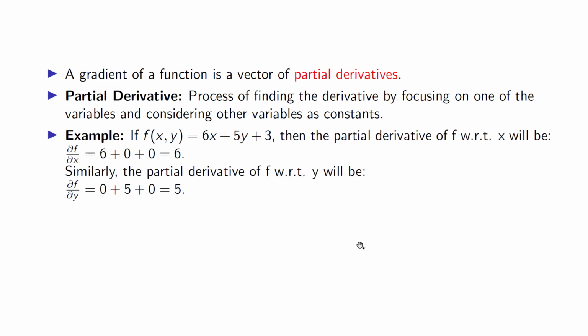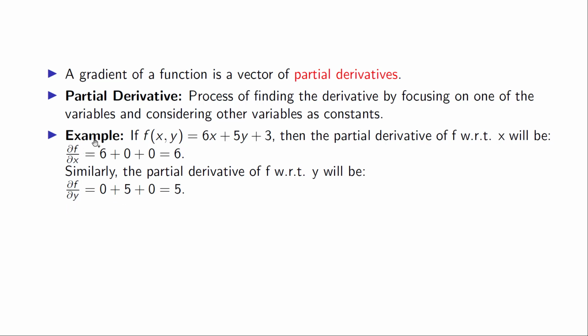So let's take an example. Here this function f(x, y) is a function of x and y. We first compute the partial derivative of f with respect to x. While we focus on x, we consider y to be constant, and we know the derivative of a constant is 0. So this is what we get. Similarly, next we compute the partial derivative of f with respect to y, and then we focus on y and consider x to be a constant, which will have a 0 derivative. So this is what we get.